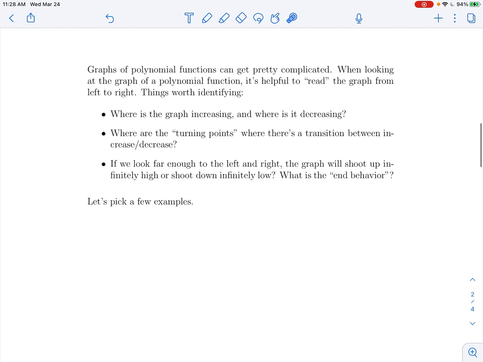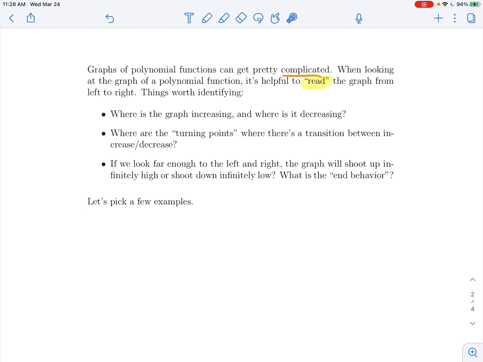So just as a warning, graphs of polynomials can get pretty complicated. It's going to be nearly impossible for us to look at a polynomial function and know everything about its graph. But there are some things we want to identify right off the bat when we look at the graph of a polynomial. So get in the habit of reading the graph from left to right. Yes, it's going to go up and down, but try to follow it from left to right. And ask yourself, where is the graph increasing? Where is it decreasing? Where are the turning points where it makes a transition between increase and decrease?